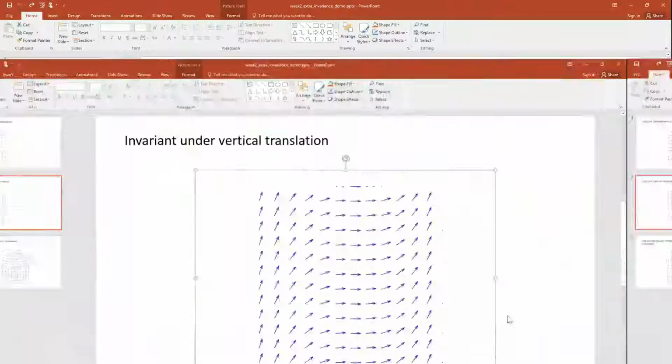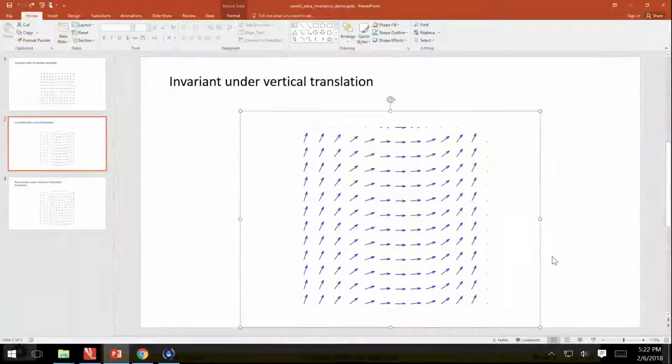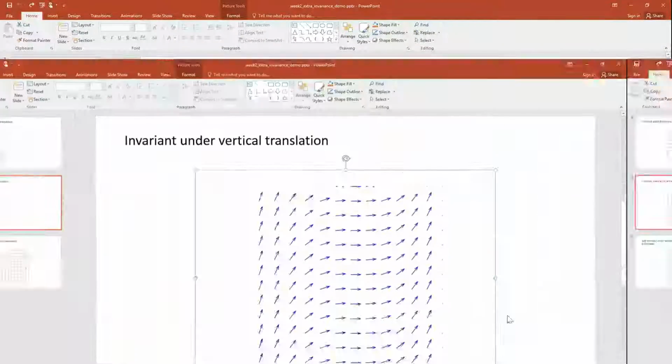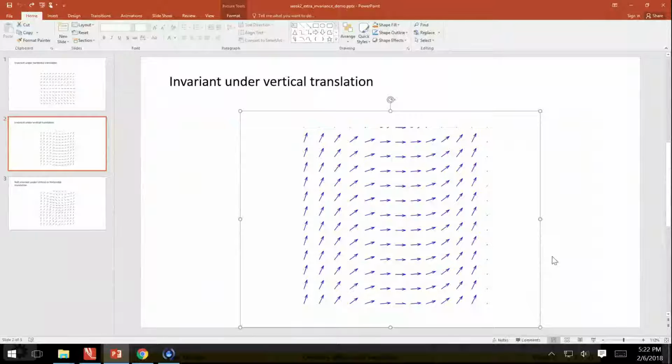Since it is invariant under vertical translation, which means a change in y does not change the right-hand side of the differential equation, therefore the right-hand side does not depend on y and only depends on t.